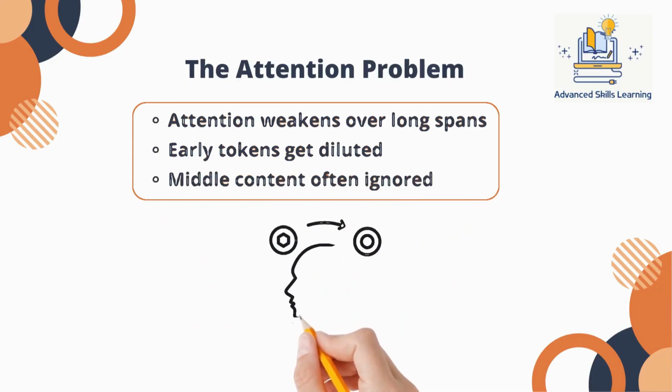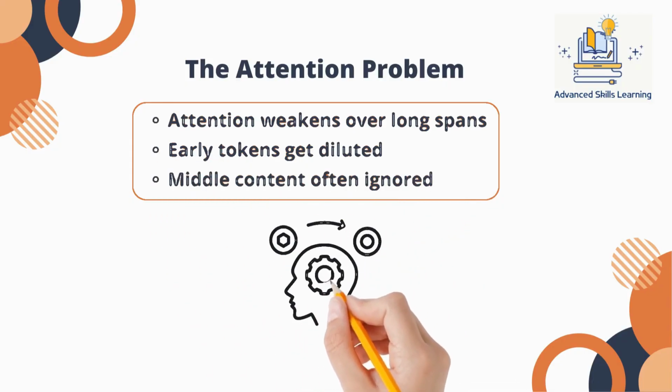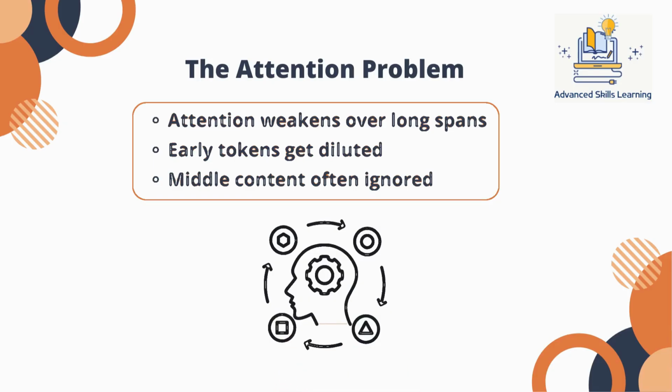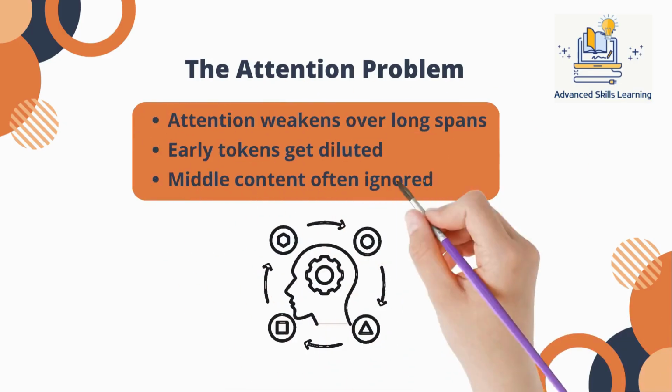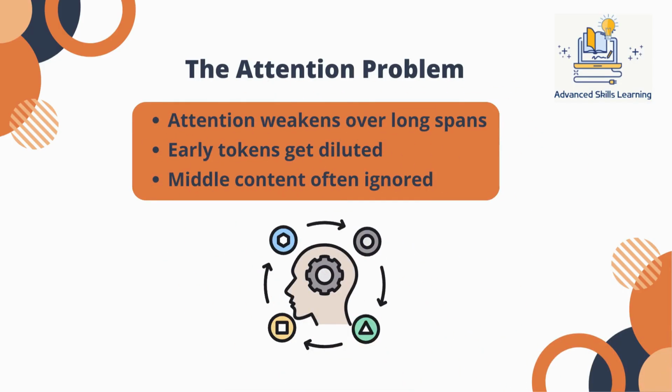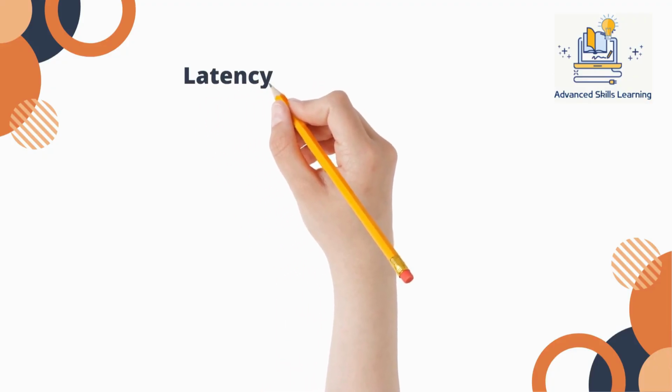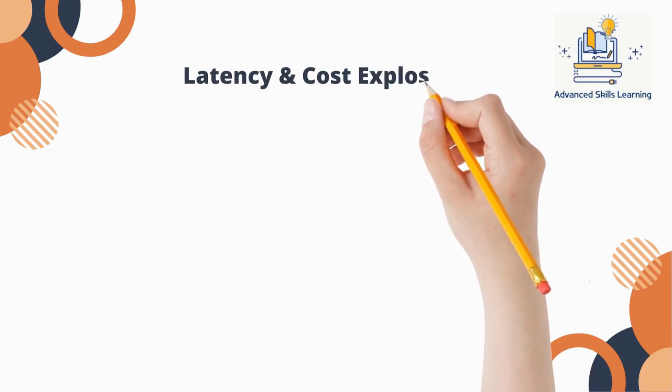In practice, this means that adding more context can actually reduce answer quality. The model sees more, but understands less. Instead of strengthening reasoning, excessive context often introduces noise that competes with the signal you actually care about.